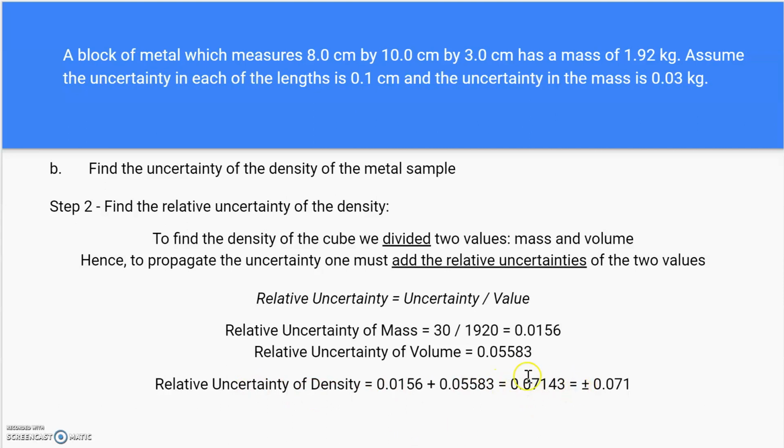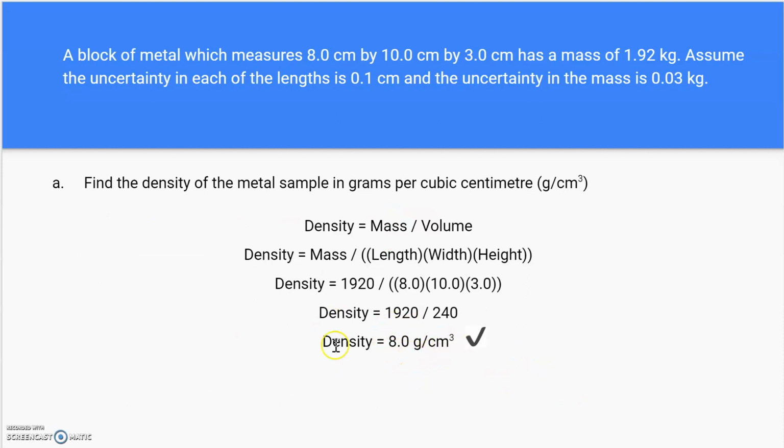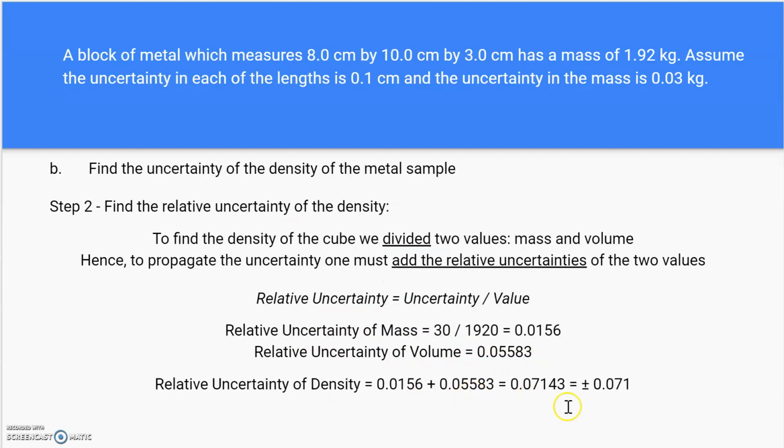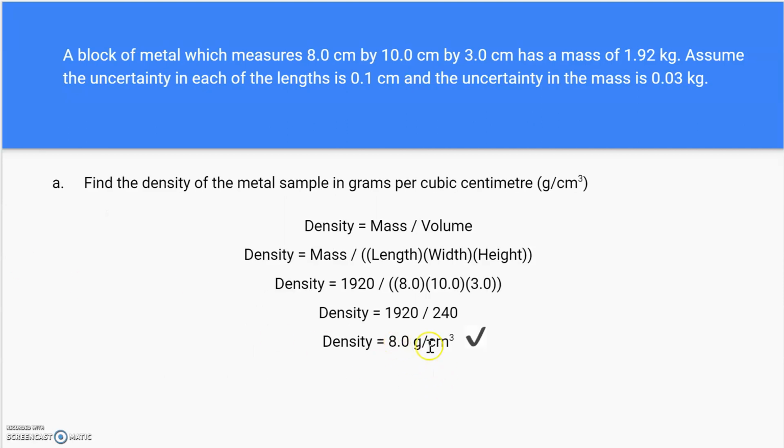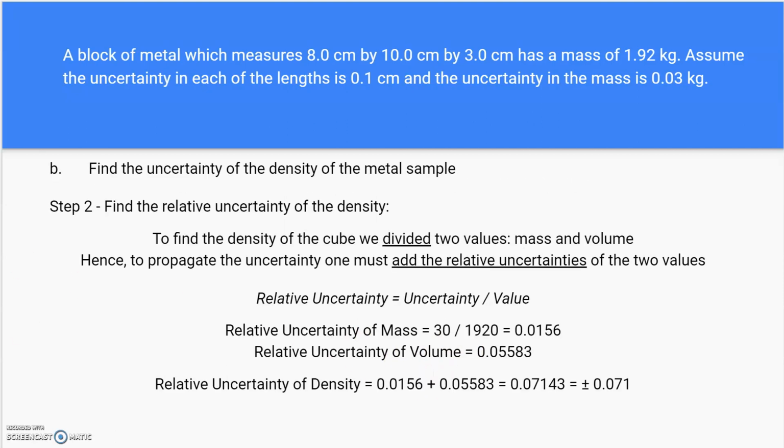Now, again, the uncertainty value needs to have the same number of significant figures as the result. So our relative uncertainty of the density needs to have two significant figures, just like our density measurement. So that 0.07143 is going to get rounded to plus minus 0.071, as here we would have two significant figures which would match our result for the density of that metal sample. So that would be step 2, finding the relative uncertainty of the density.